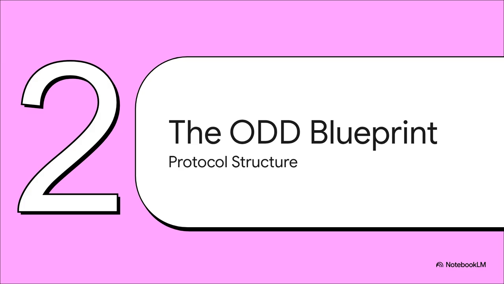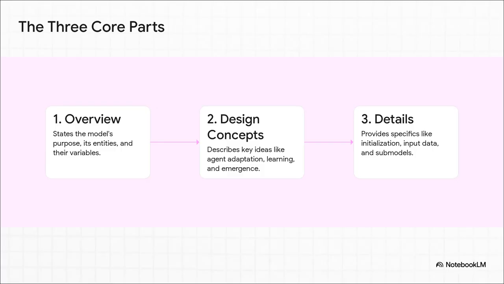Okay, so we get why it's so important. But how does the ODD protocol actually work? What does this blueprint for clarity really look like when you break it down? It's all broken down into three logical parts. First up, you have the overview. This just sets the stage: what's the model for, and who are the key players. Then you get to the design concepts. This is the really cool part, the secret sauce of the model. How do the agents behave, learn, and interact with each other?